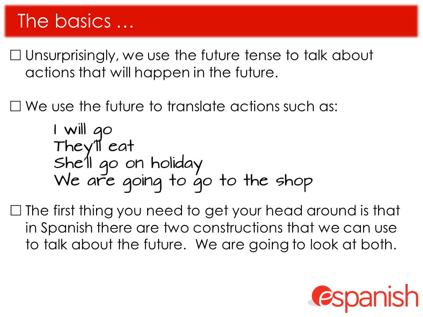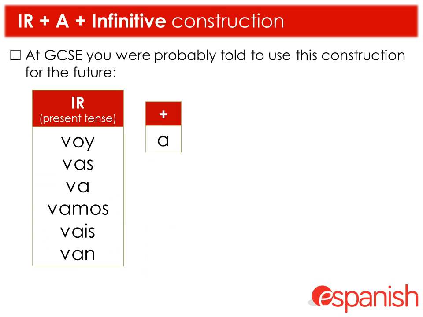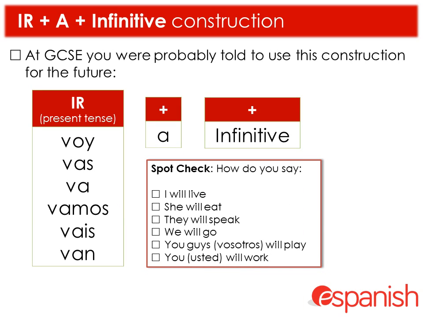Now, the first thing to get your head around is that there are two ways of forming the future in Spanish. We're going to look at both now. The first way of doing it is using a construction you probably saw at GCSE, and it's quite simple to construct. You take the verb ir in the present tense, so voy, vas, va, vamos, vais, van, and you add on to that an a, and then the infinitive of the verb you want in the future. For example, I will go would be voy a ir. They will eat would be van a comer.